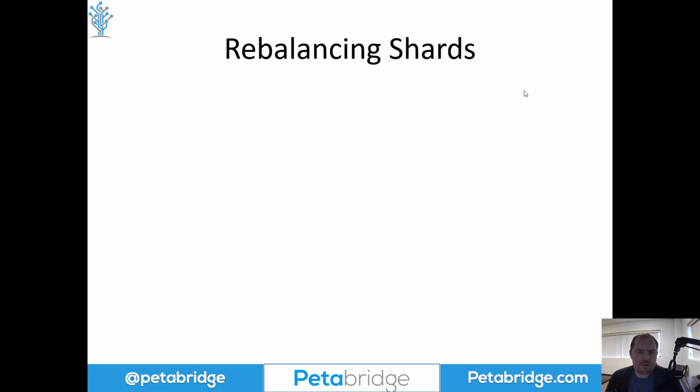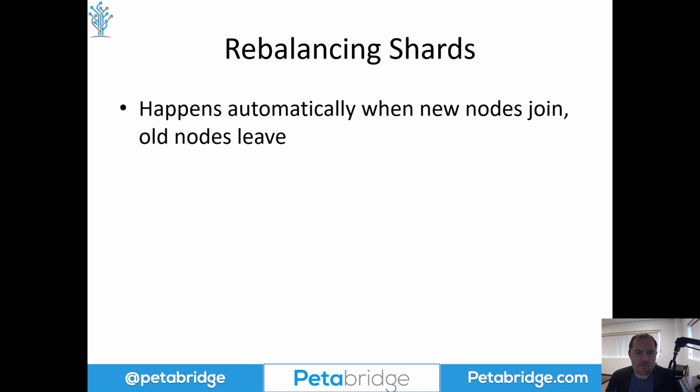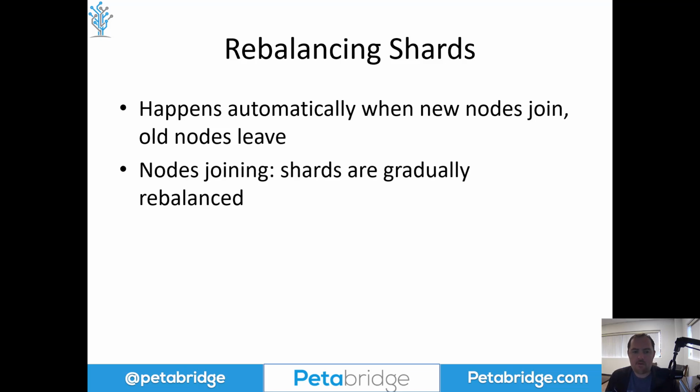Now, the next thing I want to talk about is rebalancing shards. Rebalancing happens automatically when the cluster itself expands or contracts. So when new nodes join or leave, rebalancing means we have to move state from one node to another. So when nodes join the Akka.NET cluster, shards are going to gradually get rebalanced. We do this gradually because we don't want to abruptly move a bunch of state around in the event that actors are doing processing and are trying to persist things, etc.